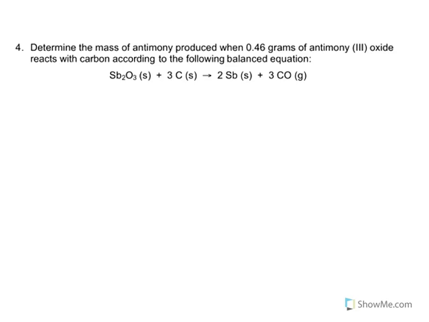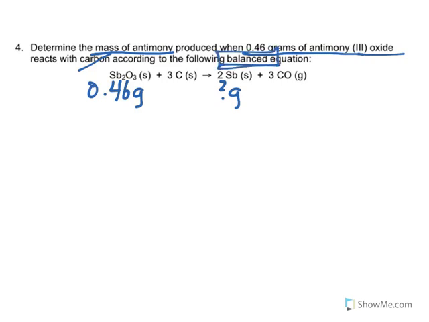Number 4, determine the mass of antimony. Antimony is Sb, so I'm just looking for how many grams of Sb are produced when 0.46 grams of antimony 3 oxide, that's this guy right here, reacts with the carbon. They didn't tell me how much, so it's irrelevant as long as the equation is balanced, and it is. So we're just going from 0.46 grams of Sb2O3 to grams of Sb.